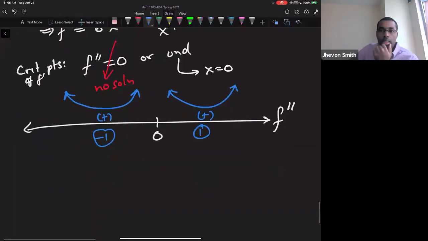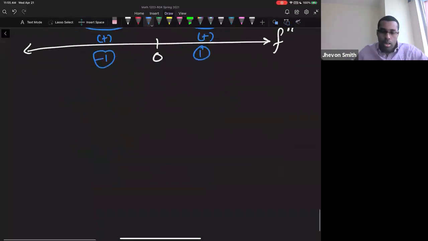Okay. And because we are concave up on both sides of 0, 0 is not an inflection point. But even if we had a switching concavity, it still wouldn't be an inflection point because f is not continuous at 0. So here, not an inflection.